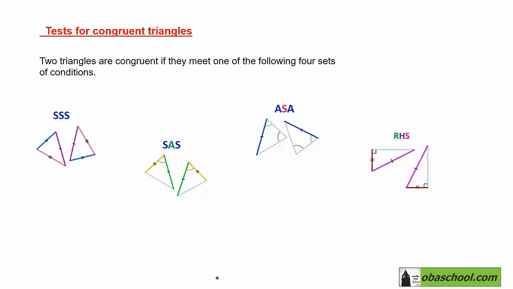Now these are the four tests for congruent triangles that you can use, any of those, just to prove that two triangles are congruent. So that would be all as an introduction for congruent triangles, and we will be solving exercises in the coming tutorials.